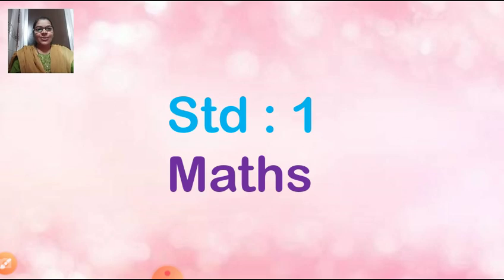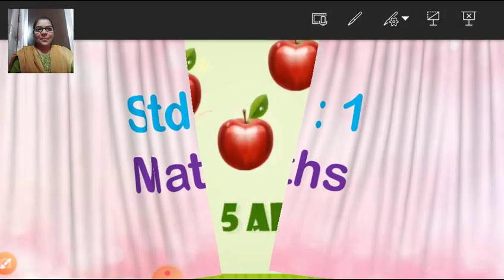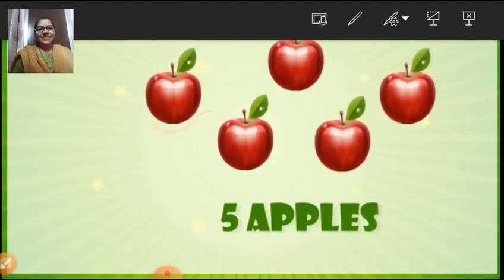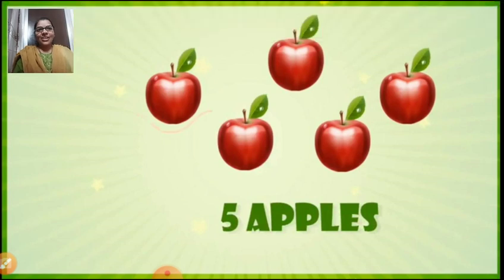Okay? So now I will show you some pictures. So all children pay attention, all of you here. Look at the picture and tell me what you all can see on the screen. Yes, you all can see the picture of apples. Can you all count in your mind and tell me how many apples you all can see here? Yes, here we have 5 apples.